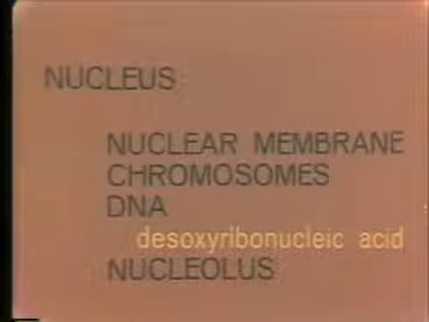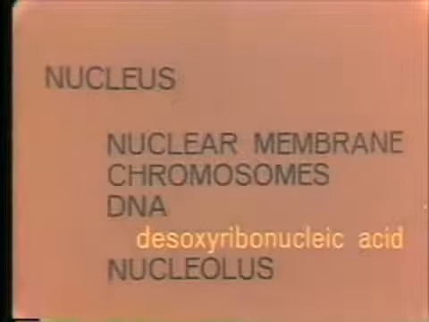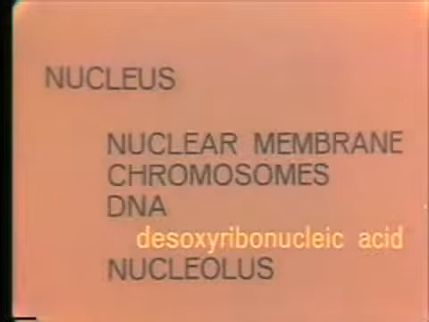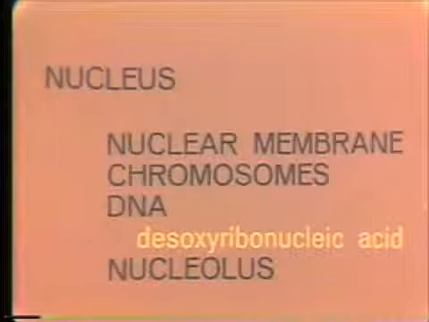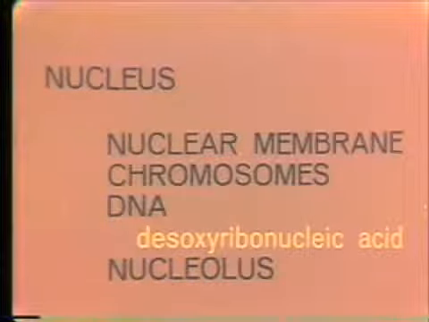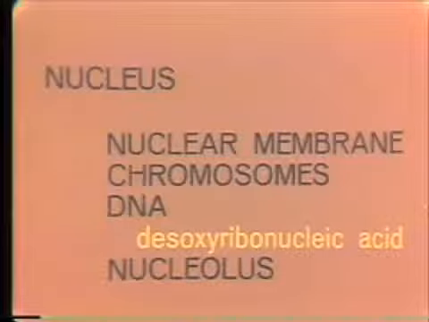The nucleus is the information center of the cell. It's bounded by a bilaminar nuclear membrane. The information in the nucleus is stored in chromosomes. Another term is genes. The chemical composition of chromosomes is DNA, or deoxyribonucleic acid. That's the actual information storage in that molecule. Information leaving the nucleus to the cytoplasm usually goes by way of the nucleolus.